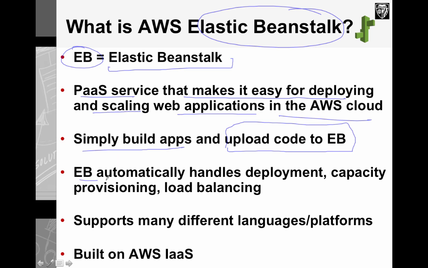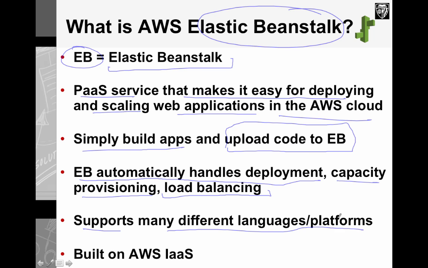The Elastic Beanstalk environment automatically handles the deployment to all the various application servers instances that you may have. It also allows you to do capacity provisioning, so you can do auto scaling, and also it allows you to do load balancing because there can be a load balancer that could be associated with the various instances. It supports many different languages and platforms.